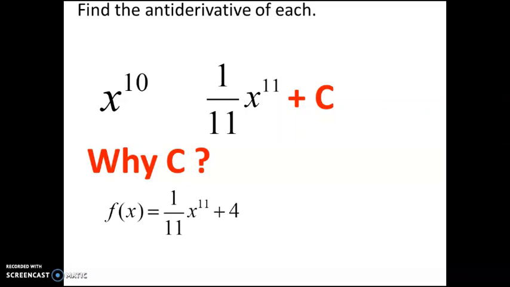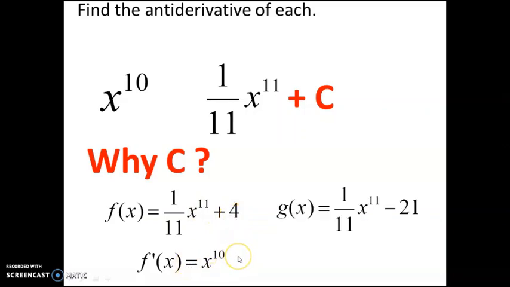Why c? Again, we talked about this, but I'll show it with this example. If you had this function, the derivative of that would be x to the 10th, because that 11 would cancel that. That would become x to the 10th. That 4 becomes 0. So there's that. But we could have another function that has the same beginning part, another constant value, and that would also have the same derivative. So again, that's why we have the c.